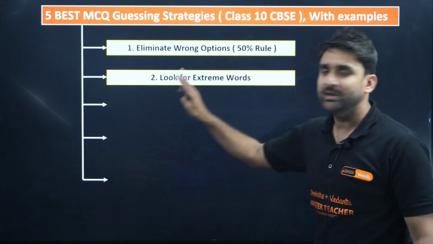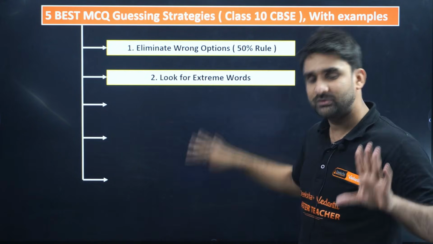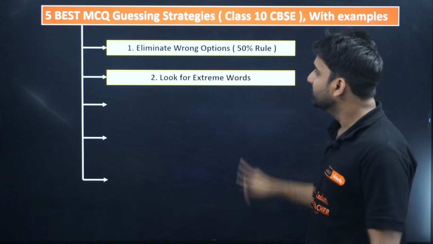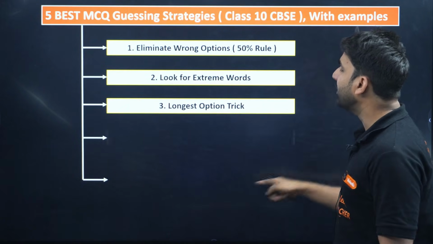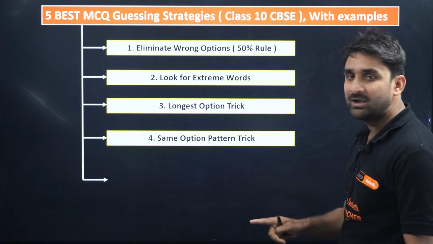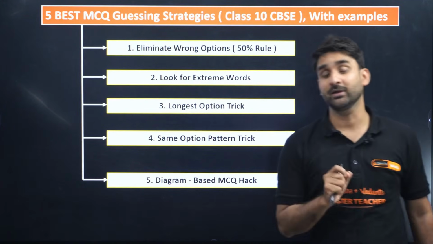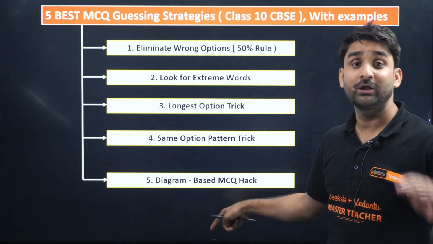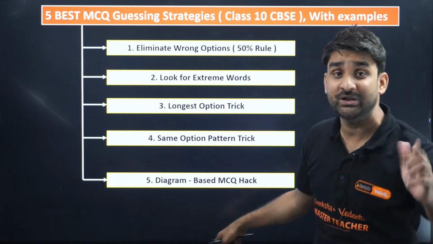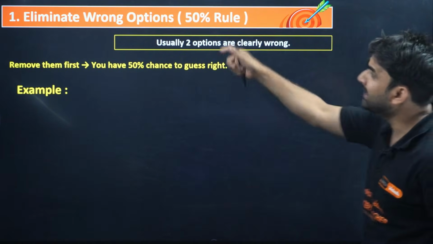Now, don't worry, I'll be explaining each and every tip in detail. This video is going to be very magical for you. Now, second, look for the extreme words, third is the longest option trick, fourth is the same option pattern trick, and the fifth is the diagram based MCQ hack, my dear. In this video I'm going to explain in detail how you can use these tricks and implement them in your board exam. Okay, so moving to the first trick, eliminate wrong options.